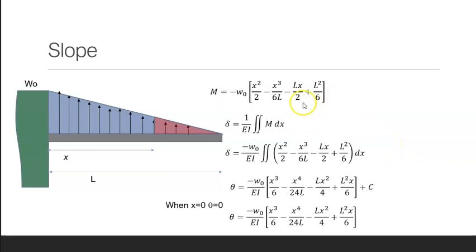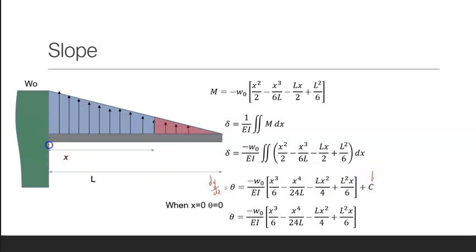If I take that bending moment and I want to get the deflection, I need to do a double integral. So I'm going to doubly integrate this equation here. When I integrate the first time, I'll get dy/dx. And we get x cubed over 6 plus x to the power of 4 over 24L minus Lx squared over 4 plus L squared x all over 6 plus some constant of integration c.